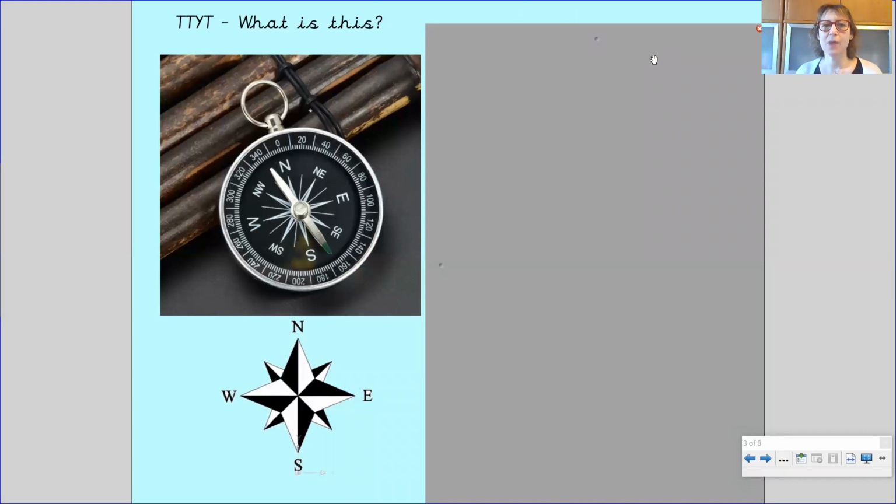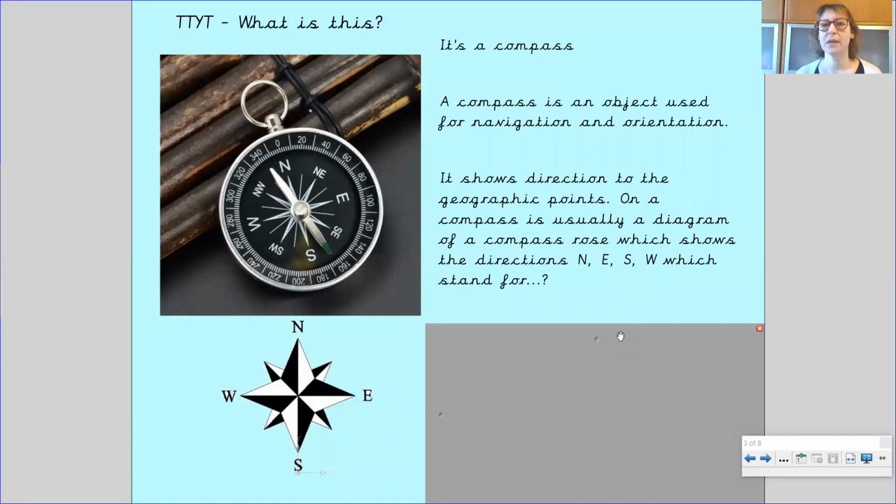So first of all, what is this gadget called? It's called a compass, and it's used for navigation and orientation. Those are nice words, aren't they? So for finding out where you are and where you're going. Navigation is what you do to see where you've got to get to, and orientation is where you are right now. So you orient yourself, you work out where you are at that moment.